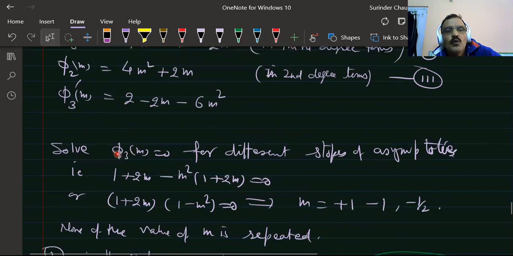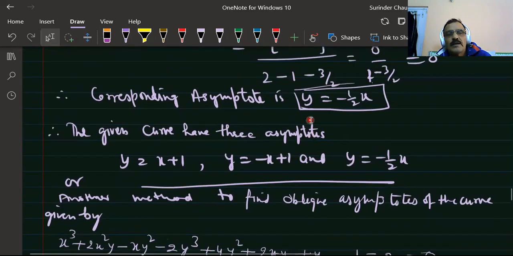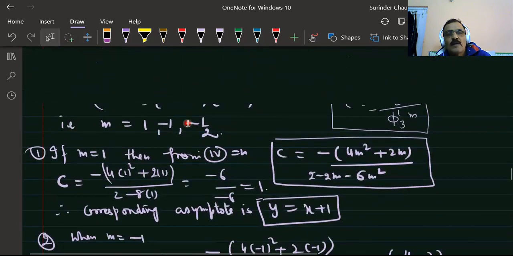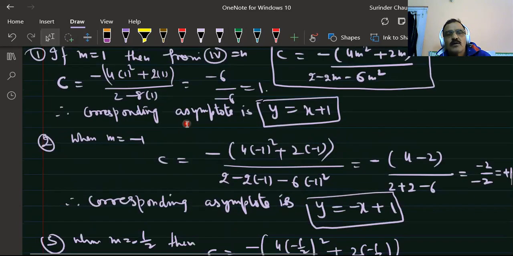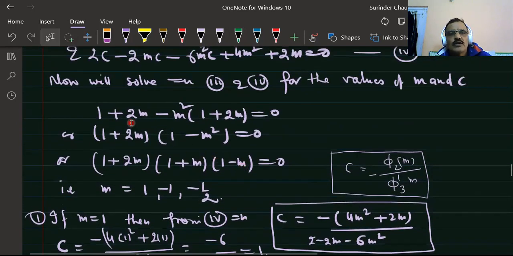Now put phi 3 of m equal to 0, the same as we discussed in the previous problem. It is the coefficient of the third degree term. Same equation, same roots. Here we get 3 slopes, which means in these directions we will have 3 asymptotes, as we calculated the previous time. We put the coefficient of the third degree term, phi 3 of m, equal to 0.